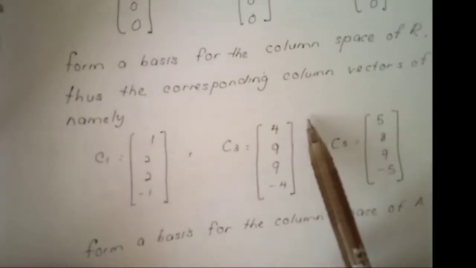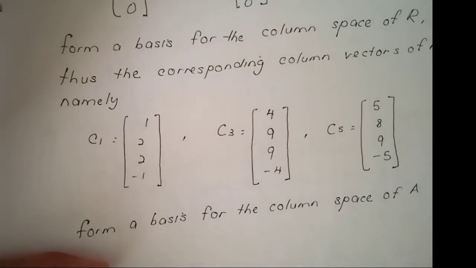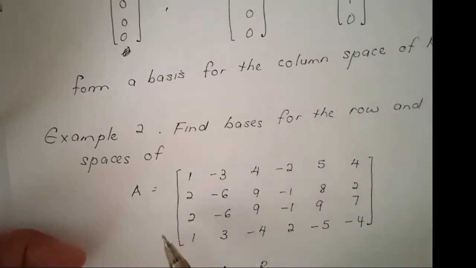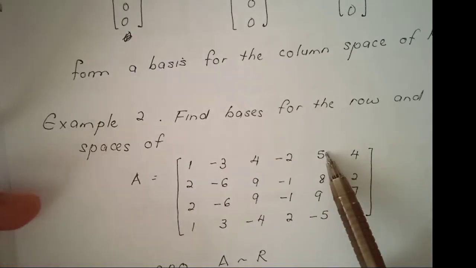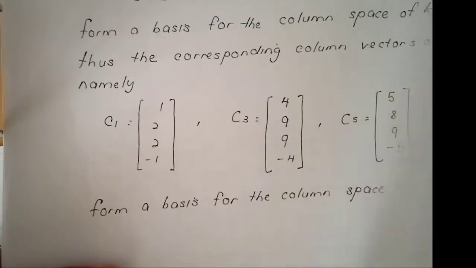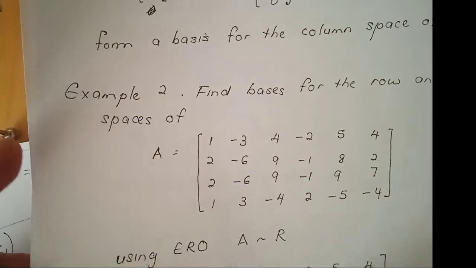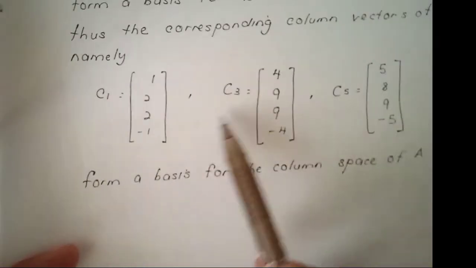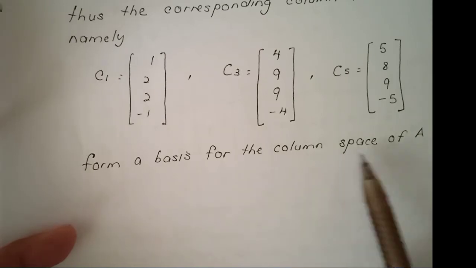Thus, the corresponding column vectors of A. So we refer back to column 1, column 3 and column 5. We refer back to the original matrix. So C1, C3 and C5 form a basis for the column space of A.